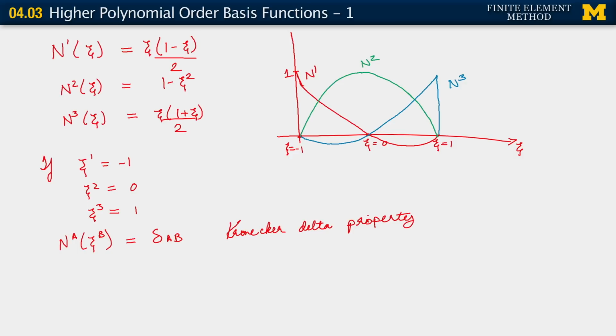All right, and then there is this other property, which is that the sum over A of NA at an arbitrary value of C equals 1. Okay, and this is the property that is important in order to be able to represent constant functions. So we have these two properties for our basis functions, just as we saw these properties in the case of linears.